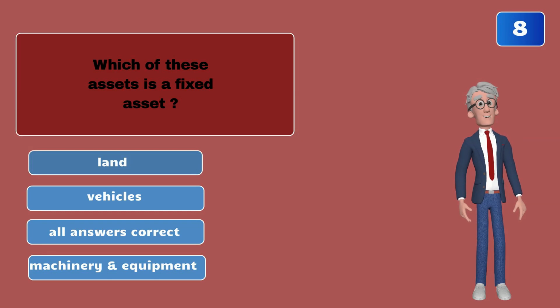Which of these assets is a fixed asset? Land, vehicles, machinery and equipment, all of these answers are correct.